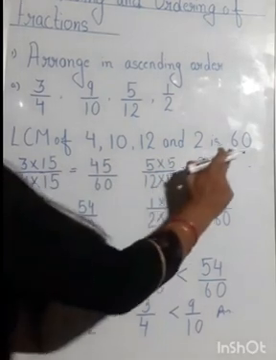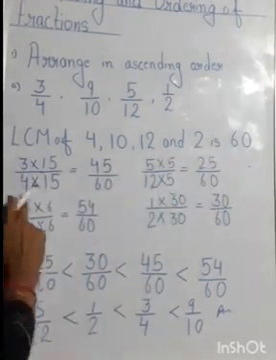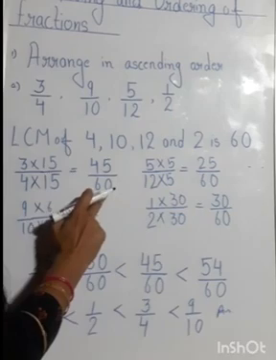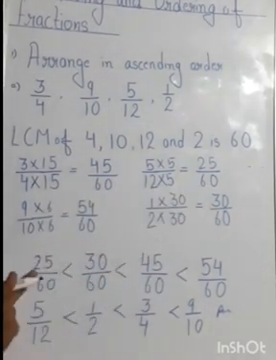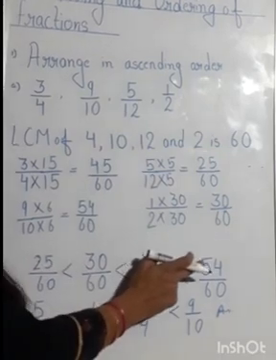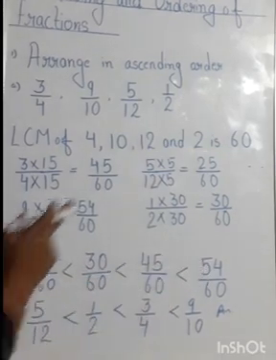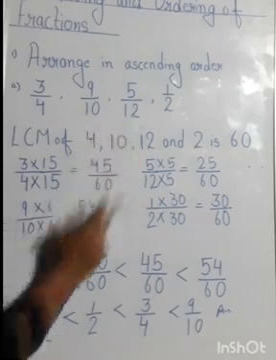First you have to find the LCM of them. Then you have to convert them into equivalent fractions with the denominator 60. And after you have converted all of them into like fractions, you have to compare the numerator of each fraction. And after that you will write its original value, which I am getting from here.